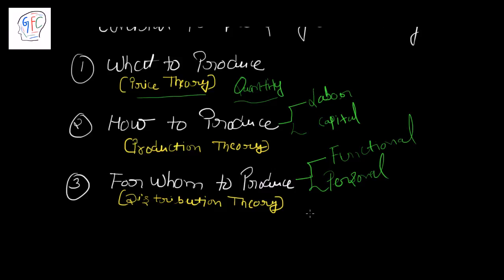For instance, let us say you are to open up a multiplex. Now, when you're opening up a multiplex, of course, you are not opening it for the people who can't afford it. You're opening it for the people who can afford it. Therefore, for whom to produce is the question of distribution theory. How would the generated income in the economy get distributed amongst people?